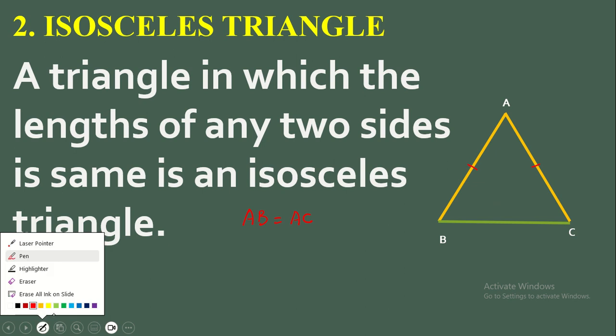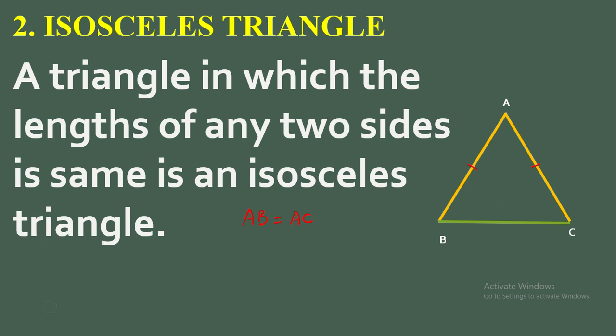Also, there is a property related to the isosceles triangle which says that the angles opposite to these equal sides are equal. So here our two sides AB and AC are equal, and the angle opposite to side AB is angle C and the angle opposite to side AC is angle B. So according to the property of an isosceles triangle, these two angles are also equal. That means we can say angle B is equal to angle C.